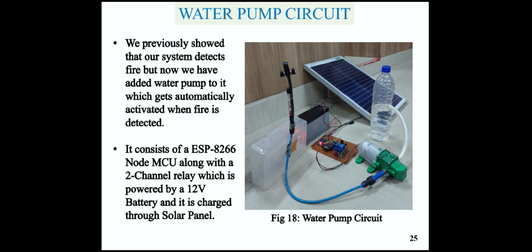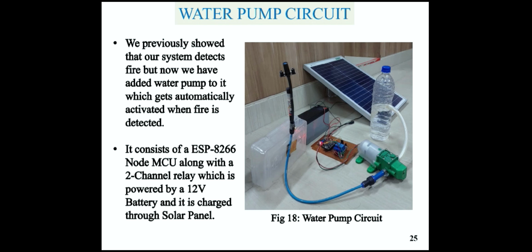So this is the water pump circuit. It consists of a solar panel for charging the 12-volt DC battery. It is then connected to the node MCU through a buck converter. The buck converter is a step down DC to DC converter, which steps down the voltage received from the battery, and it is passed to the node MCU, from where it is connected to a 2-channel relay, and the relay is further connected to the water pump.